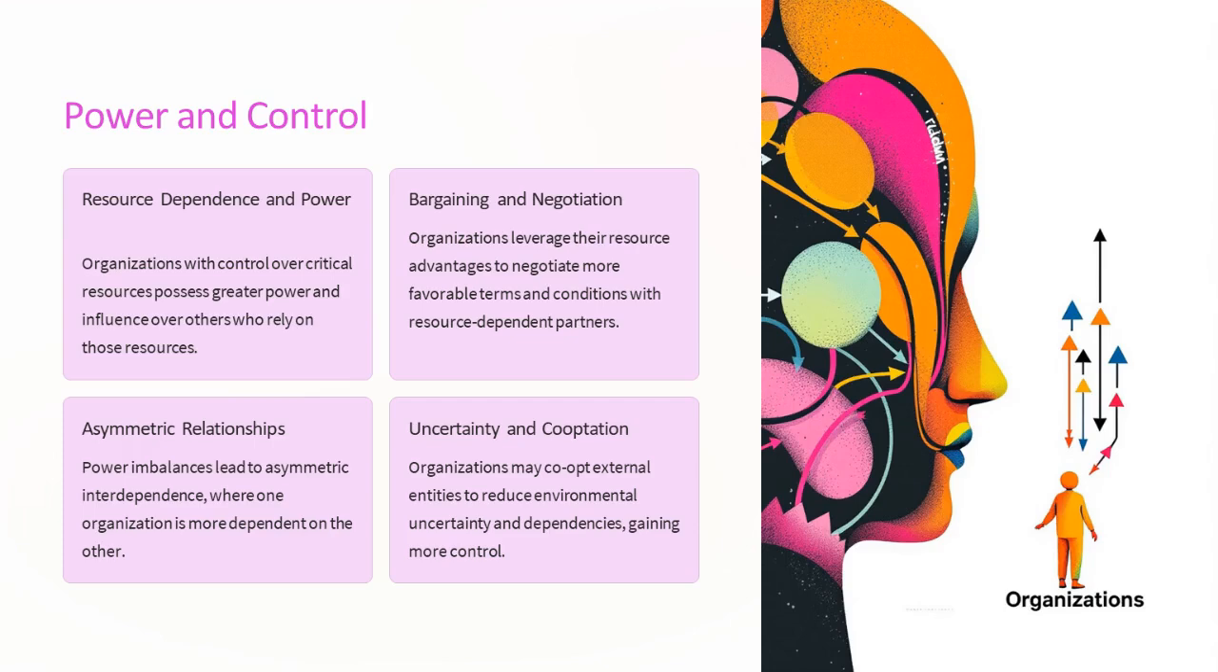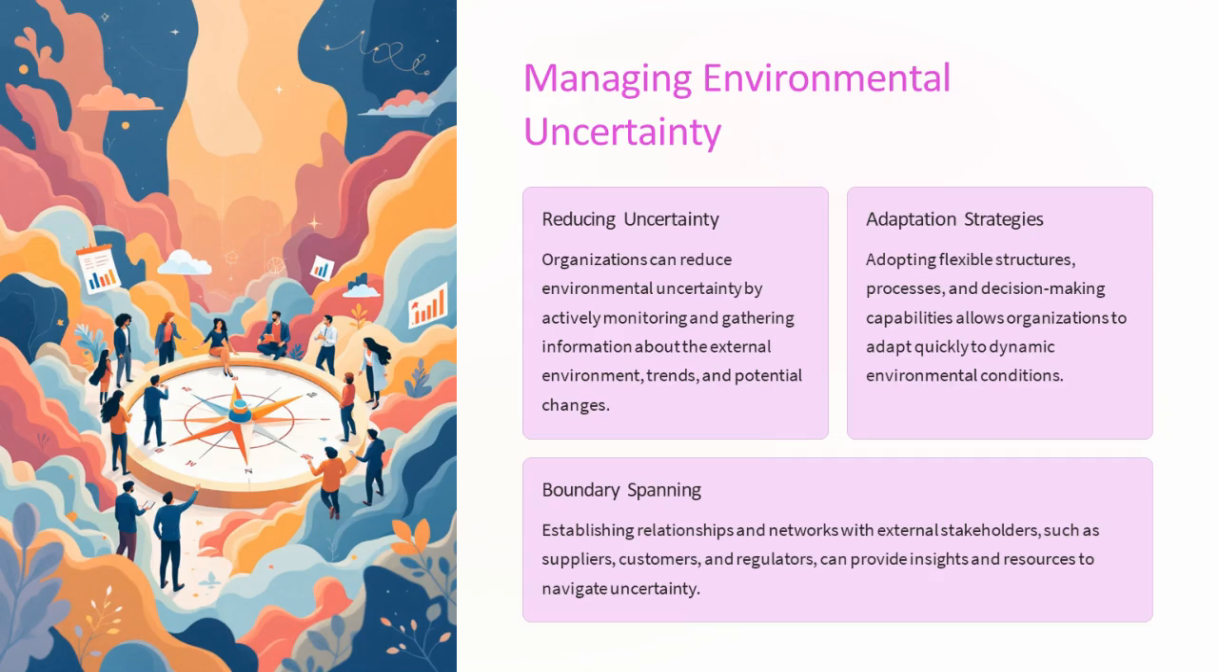Organizations with control over critical resources possess greater power and influence over those who rely on those resources. They leverage their resource advantages to negotiate more favorable terms and conditions with resource-dependent partners. Power imbalances lead to asymmetric interdependence, where one organization is more dependent on the other. Organizations may co-opt external entities to reduce environmental uncertainty and dependencies, gaining more control.